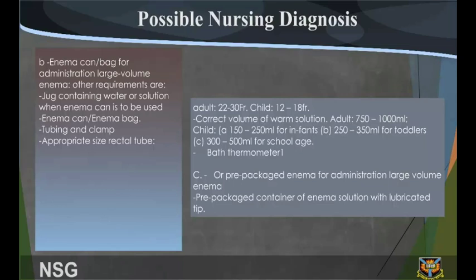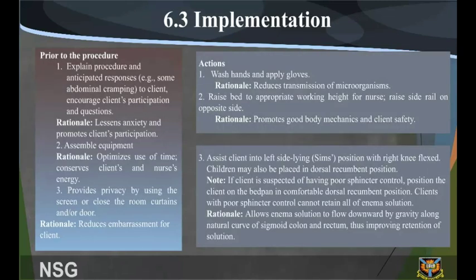Other requirements are jug containing water or solution when enema can is to be used, enema can or bag, tubing and clamp, appropriate size rectal tube, correct volume of warm solution, or prepackaged enema for administration, large volume enema, prepackaged container of enema solution with lubricated tip.